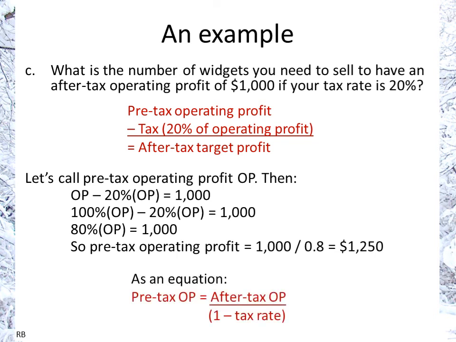So as an equation, we can calculate our pre-tax operating profit as our after-tax operating profit divided by 1 minus the tax rate. Why? Because the pre-tax operating profit times 1 minus tax rate equals after-tax. So here's the equation to calculate pre-tax operating profit. Now that we have the value of 1,250, we plug it into the target operating profit calculation from part B.